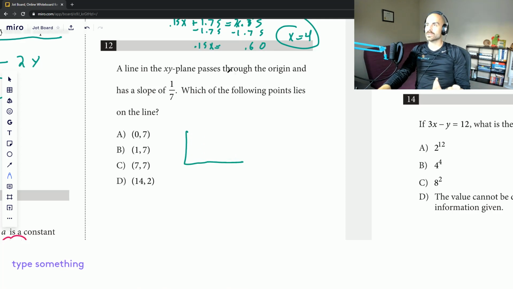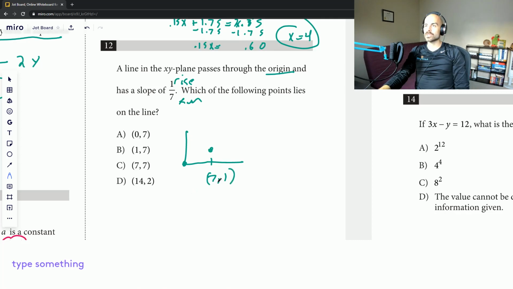Let's say that they're telling us that it's starting at the origin. That's what they are telling us. It's at the origin, and it has a slope of 1/7. So remember, that's our rise and that's our run. Which of the following points lies on the line? So we know we have to go towards the up and the right because all our values here are positive, so that's good. So having a rise of 1 and then a run of 7 would put us somewhere around here. And what we would have here is a coordinate 7, 1.